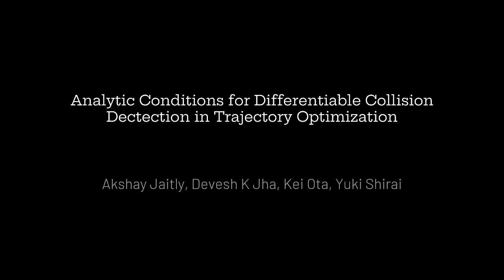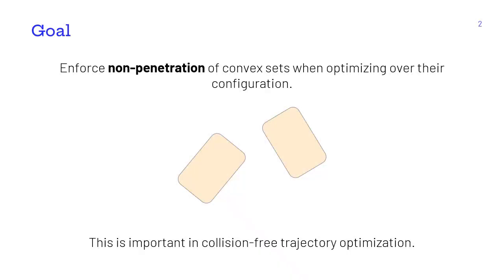In this work, we propose analytic conditions for differentiable collision detection and trajectory optimization. The goal more broadly is to enforce non-penetration of convex sets while optimizing over their configurations. This is important in collision-free trajectory optimization, where these convex sets can represent collision bodies, and we want to find trajectories where these bodies do not collide.